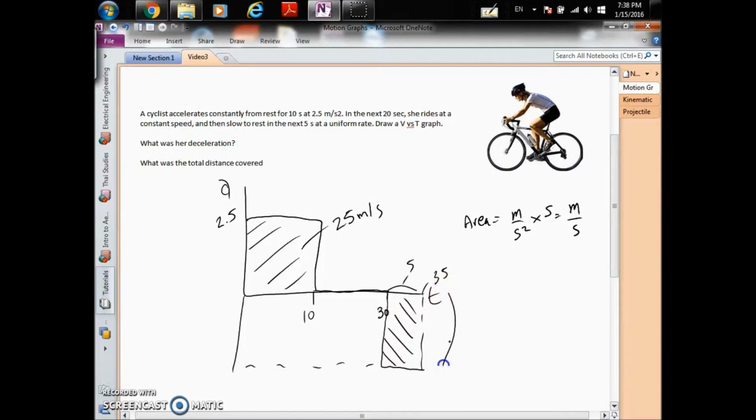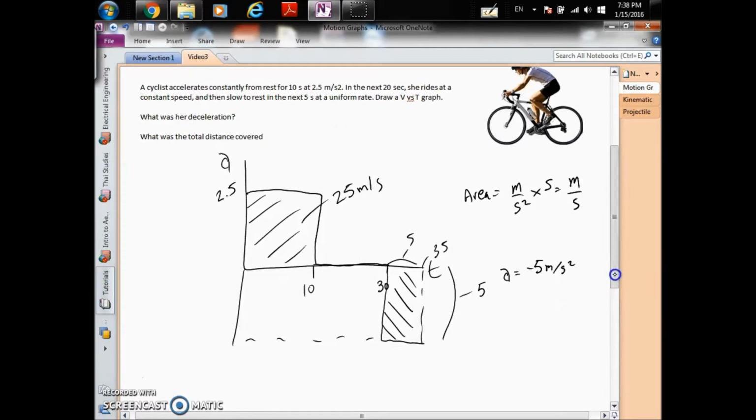We know this is 5. So can you find this by yourself? Exactly, it's not too hard. The answer is 5 because 5 times 5 is 25. So the answer is a equals negative 5 meters per second squared.